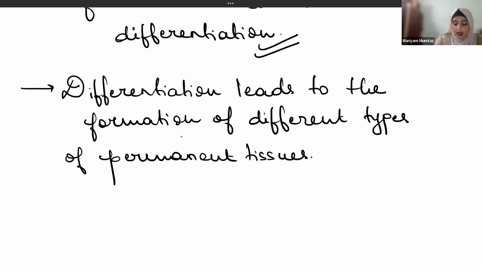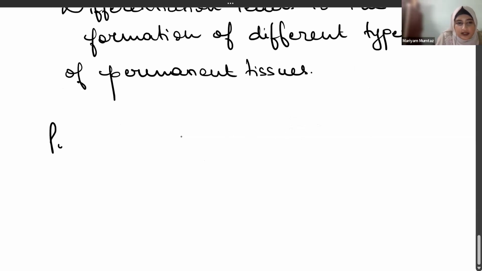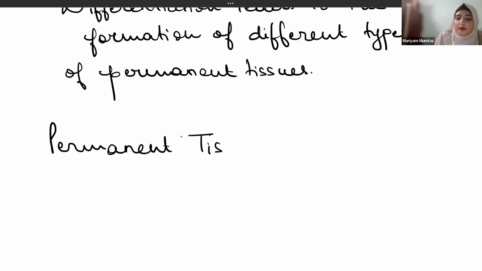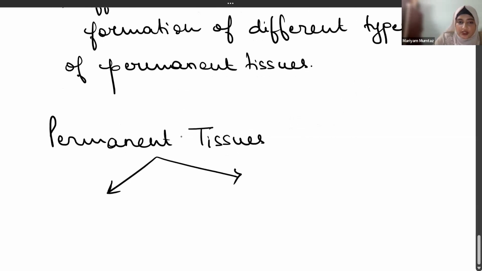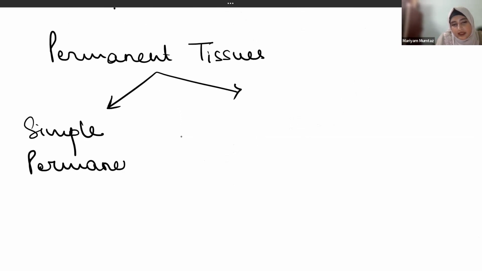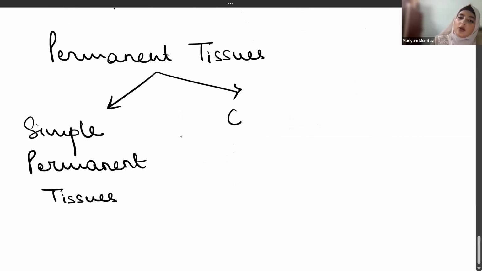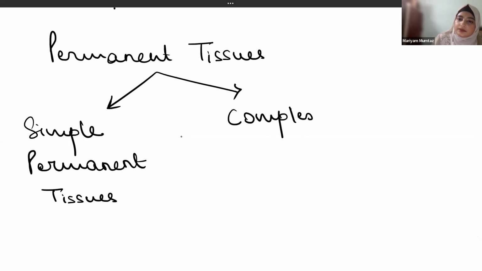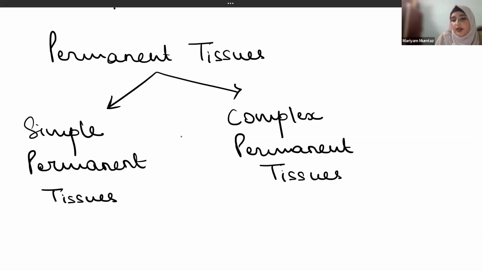Now see, the permanent tissues are of two types. The first one is the simple permanent tissue. Then there is the complex permanent tissue. So these are the two types of permanent tissues.